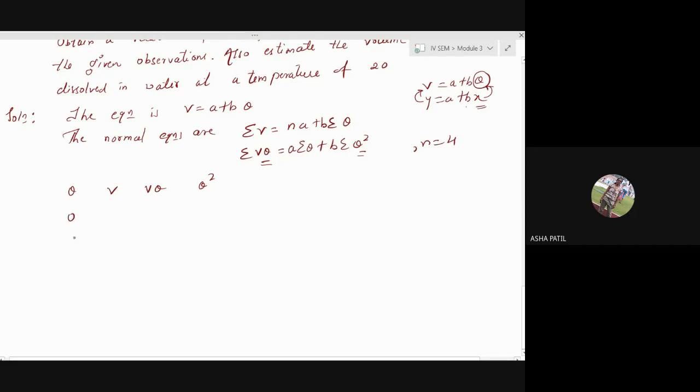Tell me the values. They are decimal values. 0, 5, 10 and 15. 1.8, 1.45, 1.18, 1. V theta: 7.25, 11.8, 15. Theta square.